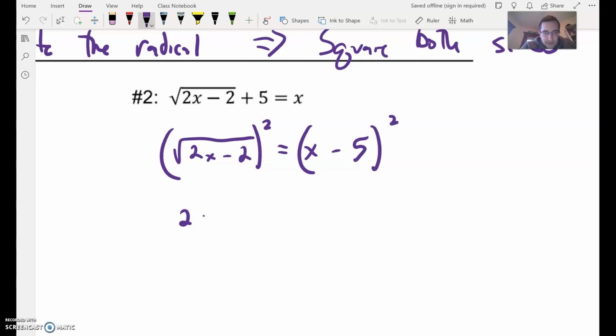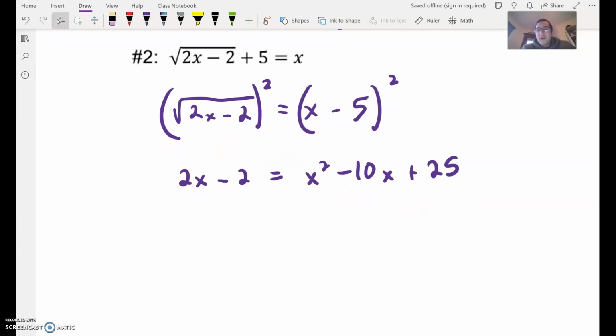This cancels out to be 2x minus 2. x minus 5 to the second power is x minus 5 times x minus 5, which is x squared minus 10x plus 25. I want you to get better at foiling those quickly in your head. Now, what do you know? It's connected to what we did last week. How do we solve quadratics? We can do either factoring, the square root method, the quadratic formula, or completing the square.